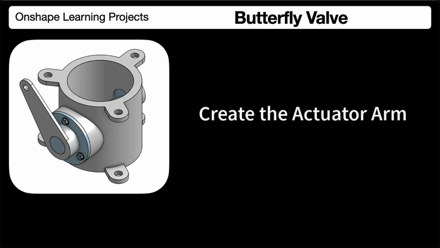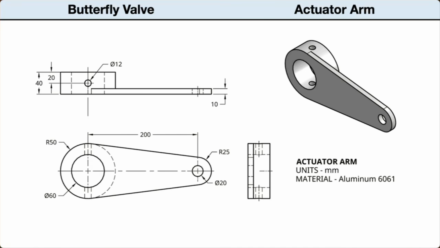In this segment, we will create the actuator arm for the butterfly valve. Let's start by examining the drawing. The front view shows the arm is symmetric along its length. It is constructed between 2 circle centers. The distance between centers is 200 millimeters. On the stem end, the 60 millimeters center hole matches the valve stem where it will attach. This end is circular and has an outside diameter of 100 millimeters and a thickness of 40 millimeters.